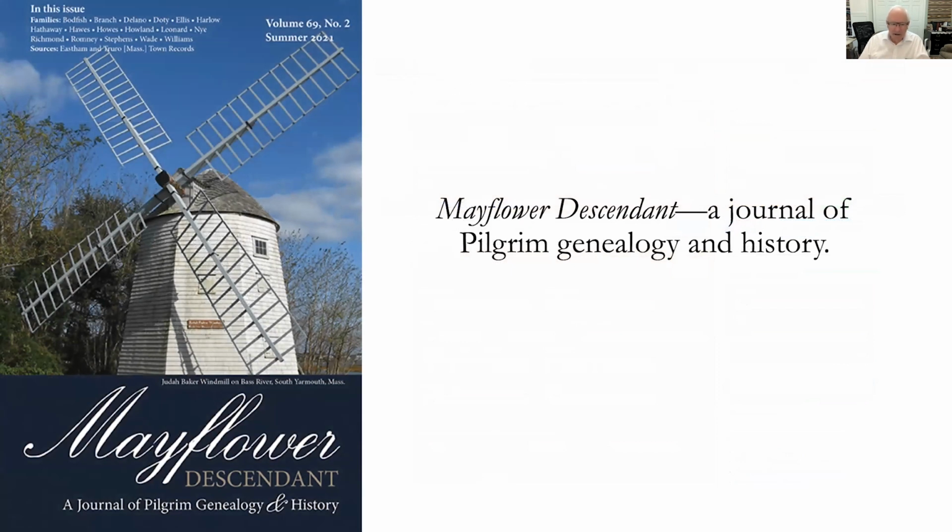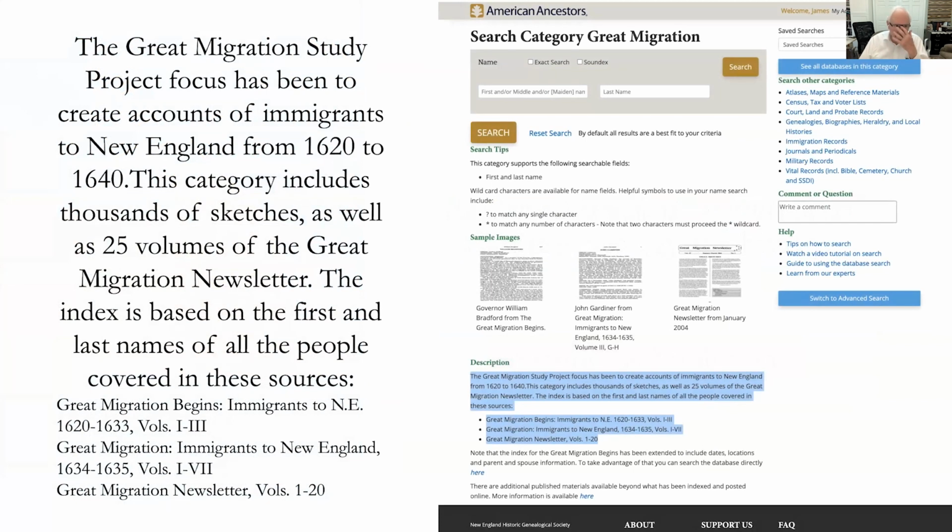And they do publish the Mayflower Descendant, a journal of Pilgrim genealogy and history, and it talks about specific families as they are highlighted, meaning the Mayflower families. It is a separate subscription, so it is not part of the American Ancestors website. This is another one of these projects that basically closes the book on questions about who was there and who arrived and who didn't arrive in America during a period of time.